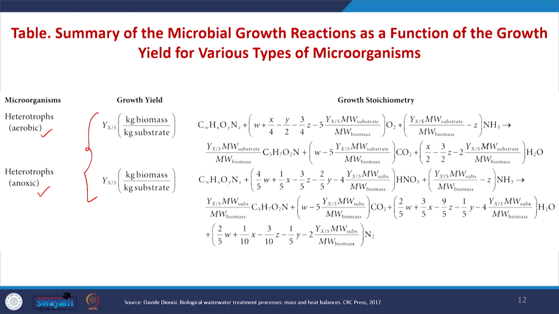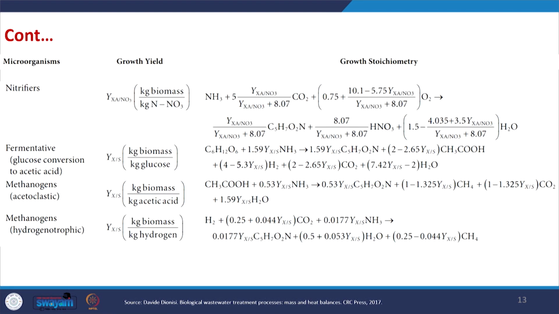In these two reactions, the difference is with respect to oxygen and HNO3 used, and then we studied the nitrifiers, where the growth yield was defined like this: kg of biomass produced per kg of nitrate nitrogen, and then again using the yield coefficient we can write this particular balance equation.